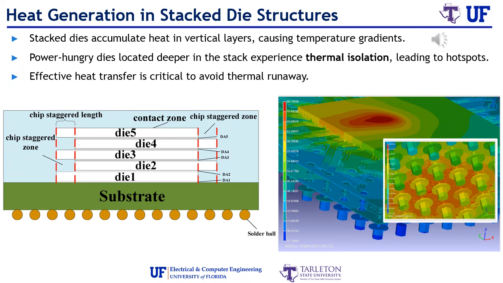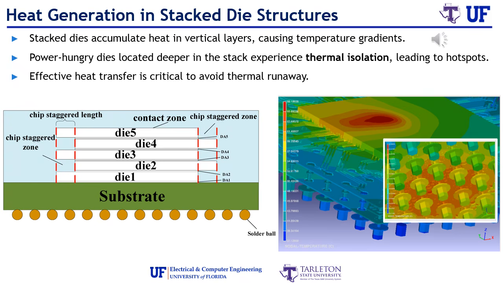In stacked dies, heat does not simply flow up and out. It must move through multiple layers of silicon, bonding materials, interconnects, and molding compounds before it reaches a heat spreader or sink. Each layer has different thermal conductivity, creating temperature gradients across the stack.